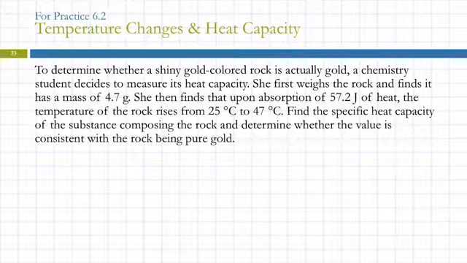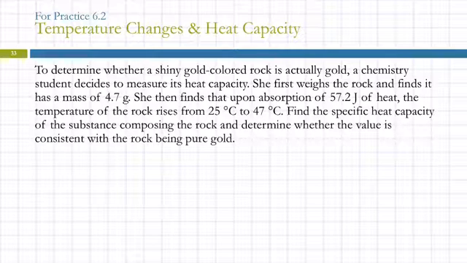So here's a problem. Lots of words. To determine whether a shiny gold-colored rock is actually gold, a chemistry student decides to measure its heat capacity. It'd be a lot easier to do the density, but then it wouldn't work for this part of the lecture. She first weighs the rock and finds it has a mass of 4.7 grams. She then finds that upon absorption of 57.2 joules of heat, the temperature of the rock rises from 25 to 47 degrees Celsius. Find the specific heat capacity of the substance composing the rock and determine whether the value is consistent with the rock being pure gold.